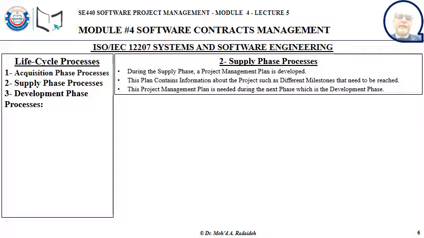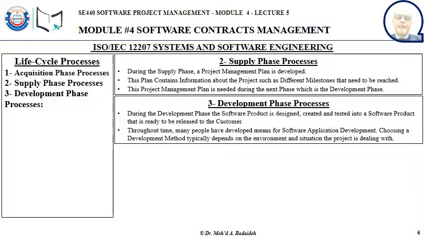Now, the development phase processes. During the development phase, the software is designed, created, and tested. Throughout time, many people have developed means of developing a software application. The choice of development method depends on the present situation. Let's go over the development processes one by one.